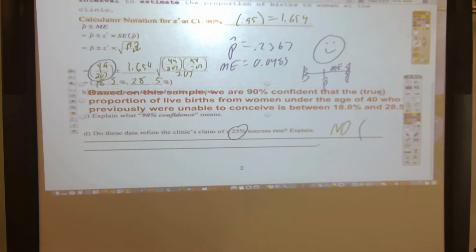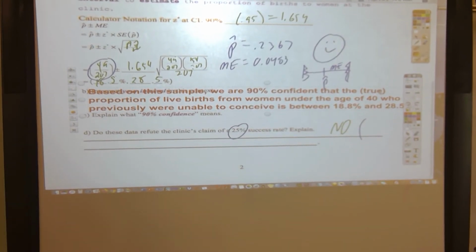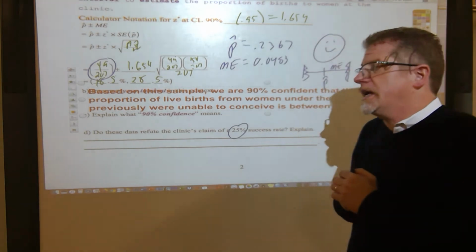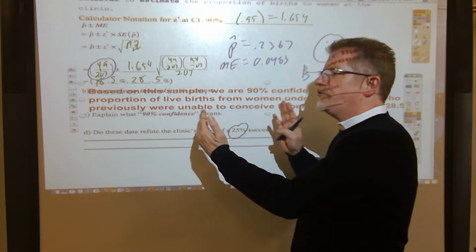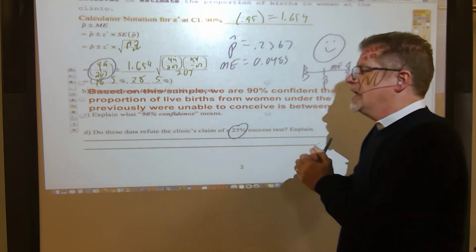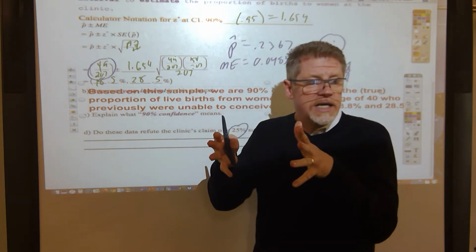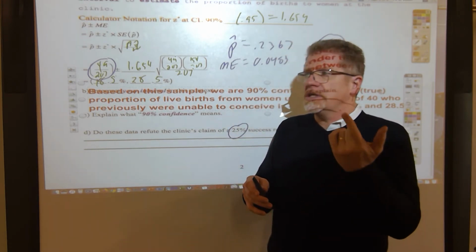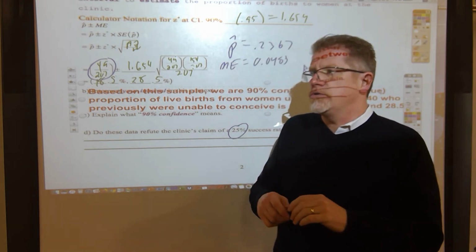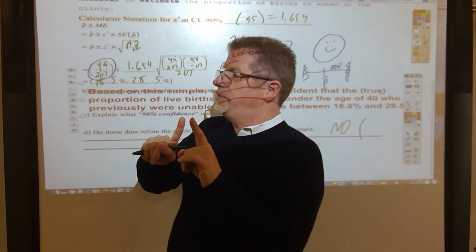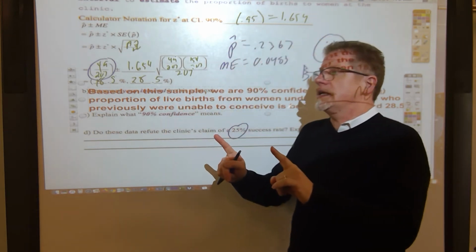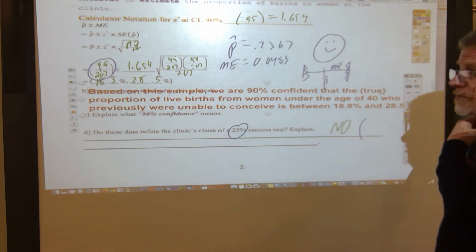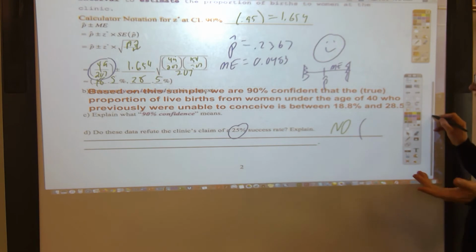Okay, so what our volunteers came up with was, in repeated sampling, 90% of samples of size 207 will produce confidence intervals, so it's like we have 100 different confidence intervals, that capture, or you could say contain, or trap, the proportion of women under 40 who were previously unable to conceive, who come to this clinic and have live births. I mean, that's a mouthful, but that's what it means. That's what 90% confidence means in this context.